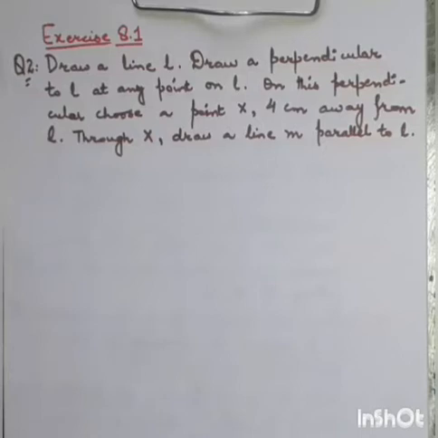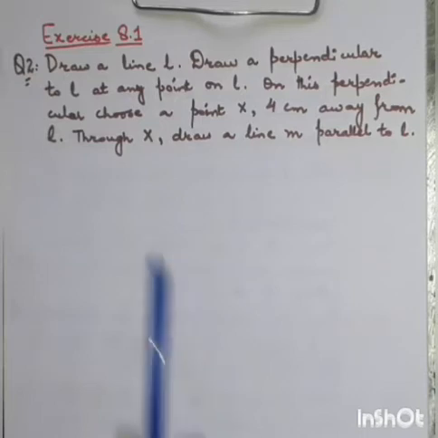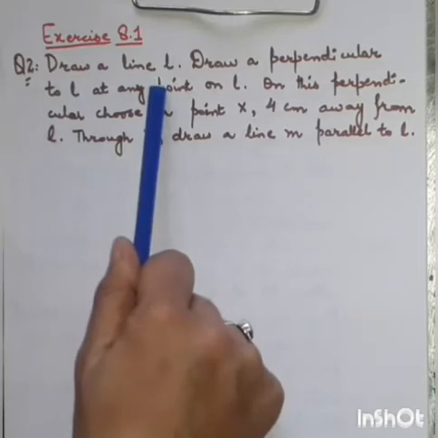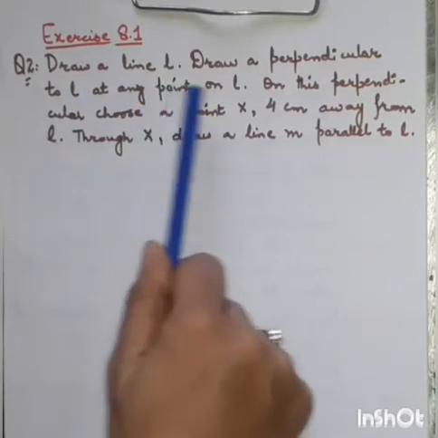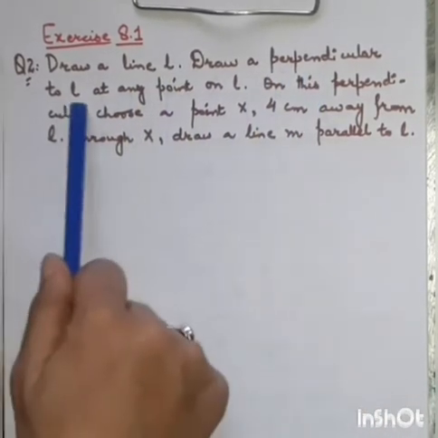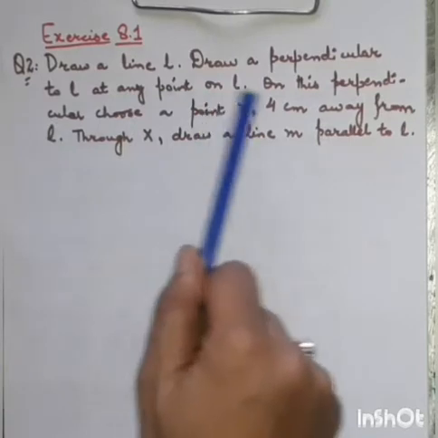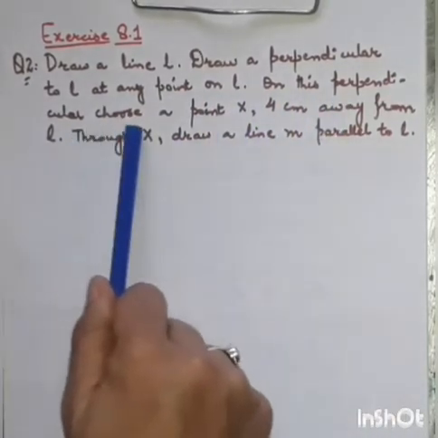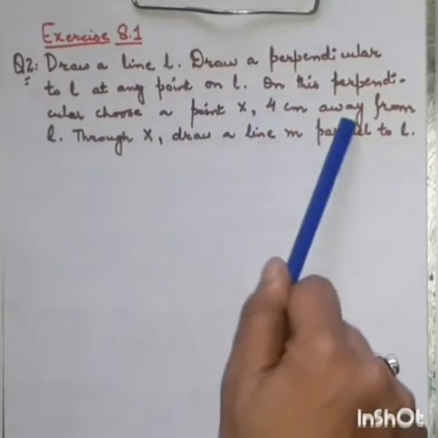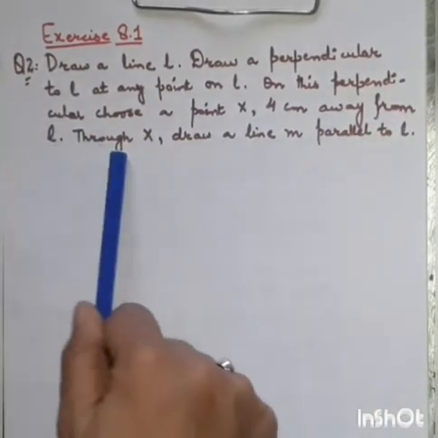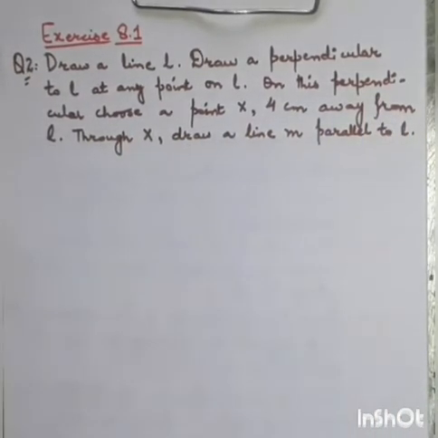Question number 1 of this exercise, you will do that yourself because that's just like the previous example which I showed you. So I'll show you here question number 2. Question number 2 is, draw a line L. Then draw a perpendicular to L at any point on L. On this perpendicular, choose a point X 4 cm away from L. Through X, draw a line M parallel to L.